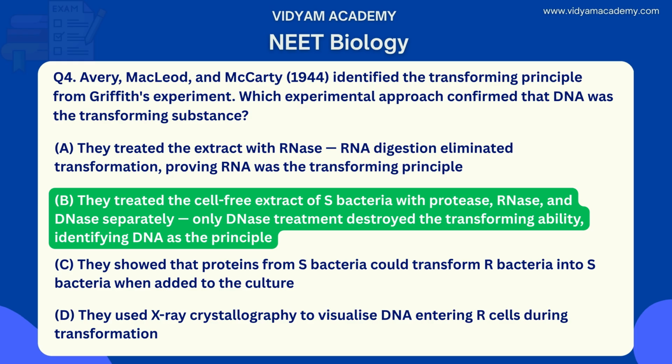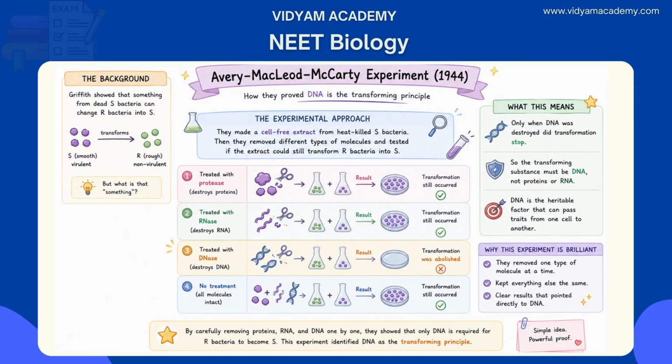Let's see why and how. Avery, MacLeod, and McCarty prepared a cell-free extract from heat-killed S bacteria that retained the ability to transform R bacteria into S. They then systematically destroyed each class of biological molecule in the extract and tested whether transformation still occurred. Treating the extract with protease destroys proteins, transformation still occurred. Treating with RNase destroys RNA, transformation still occurred. Treating with DNase destroys DNA, transformation was completely abolished and the R bacteria remained non-virulent.